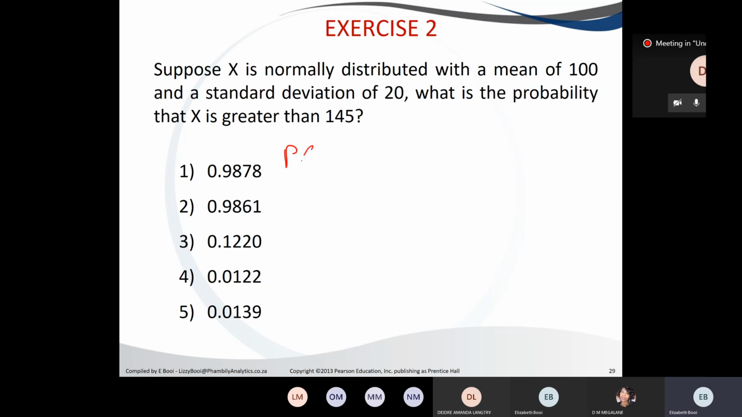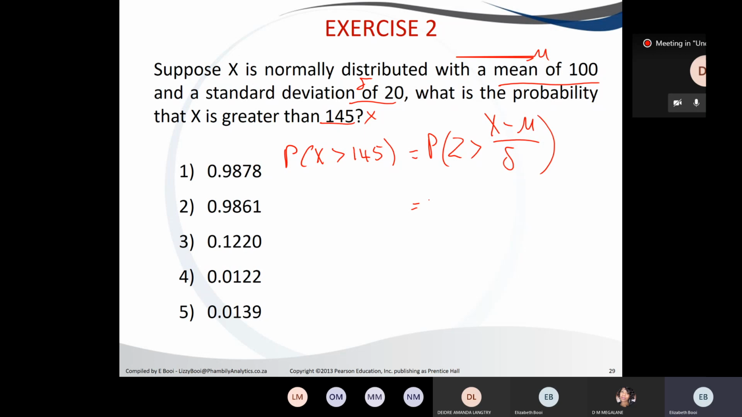Okay, so to find the probability that x is greater than 145, we can calculate it by saying the probability of z is greater than x minus the mean divided by the standard deviation. Our mean is 100. Our standard deviation is 20. Our x is 145. So x, 145, minus our mean of 100, divided by our standard deviation of 20. And that gives us the probability that z is greater than 2.25.